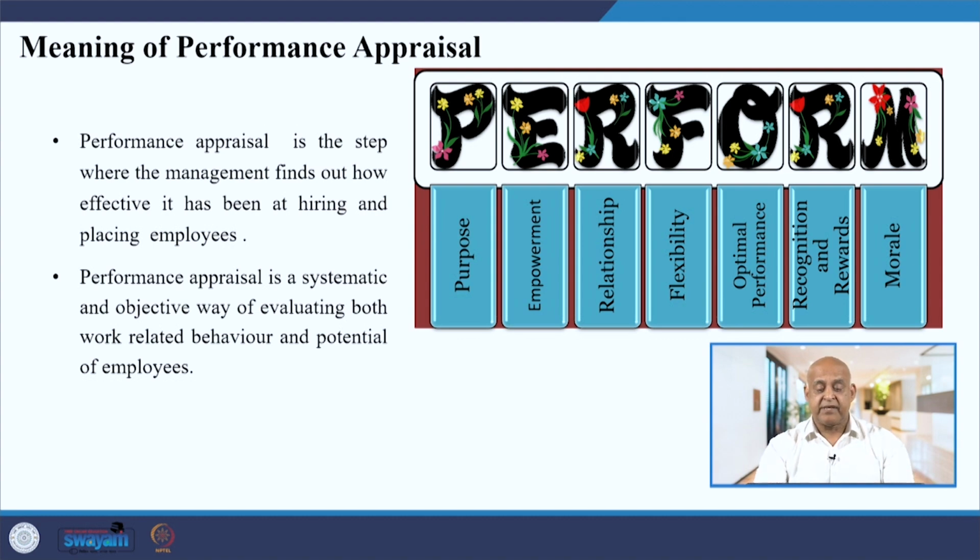Then flexibility. F is for flexibility, and nowadays the mantra for sustainability is flexibility and adaptability. When there is flexibility and adaptability, it becomes more and more sustainable. Then the optimal performance.